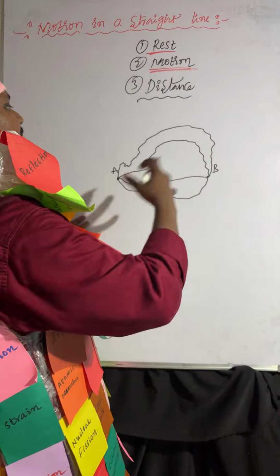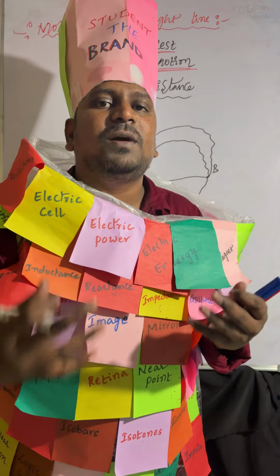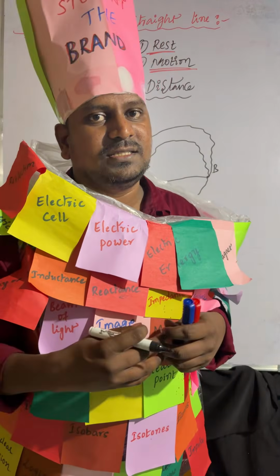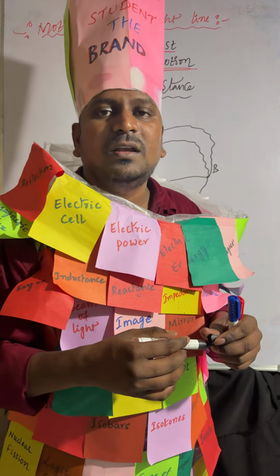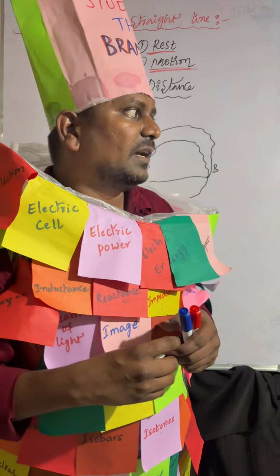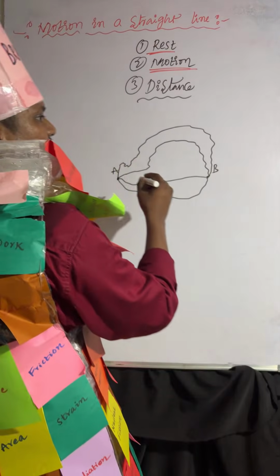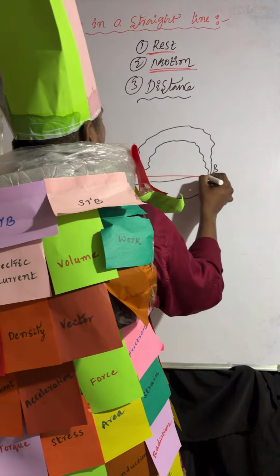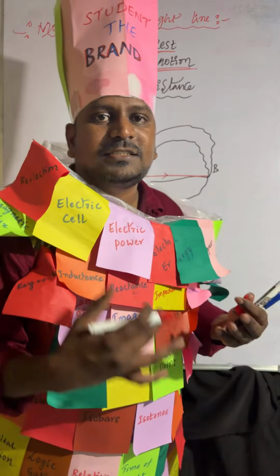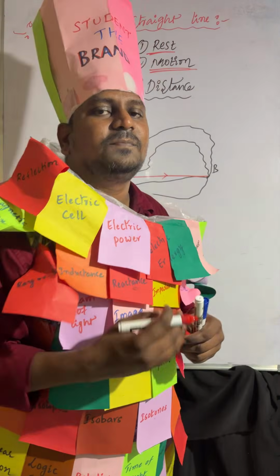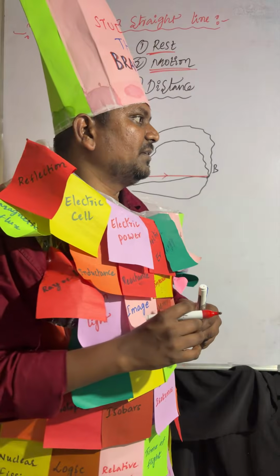The total length of the path covered by an object is called distance. Is it clear? And from A to B, I can also reach directly like this. That is called the shortest path from the initial point to the final point. The shortest path from the initial point to the final point is called displacement.